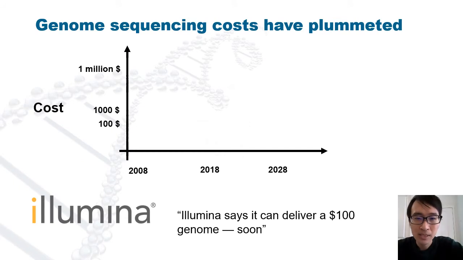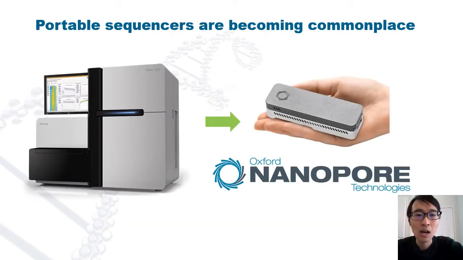It's becoming promising today because the genome sequencing cost has decreased tremendously over the last decade, by more than 1,000 times. What is more, you no longer have to use a huge instrument for sequencing because portable sequencers are becoming common.